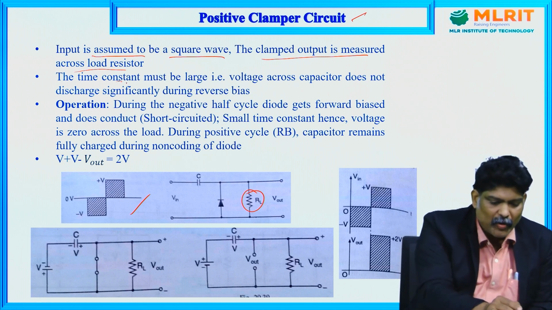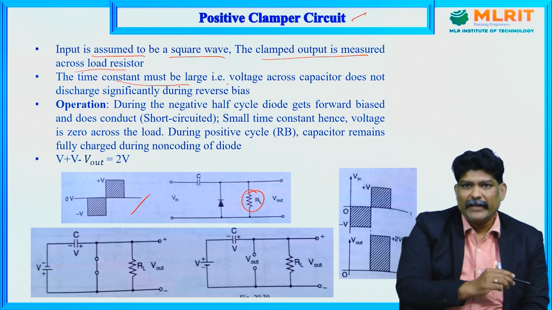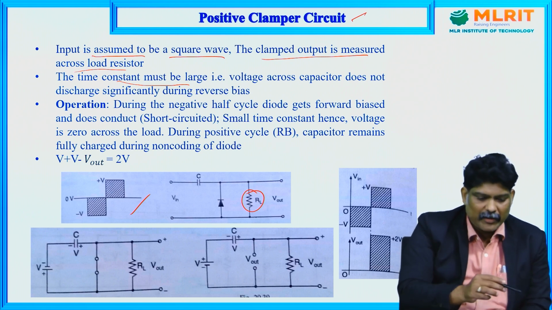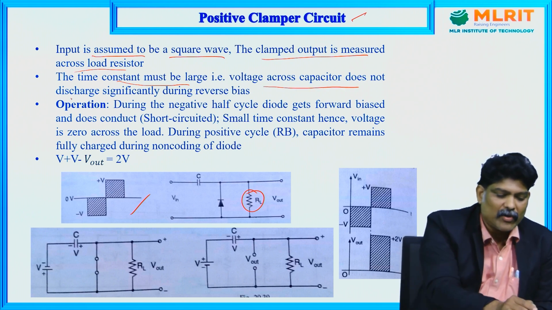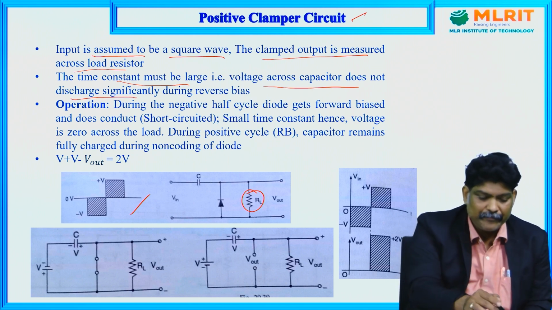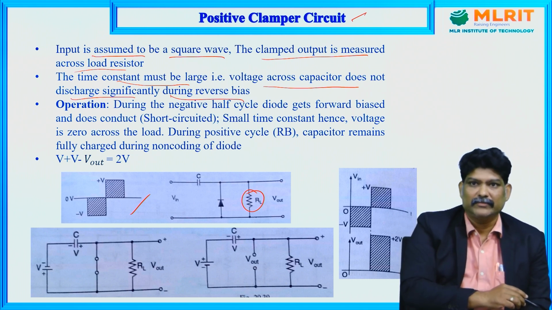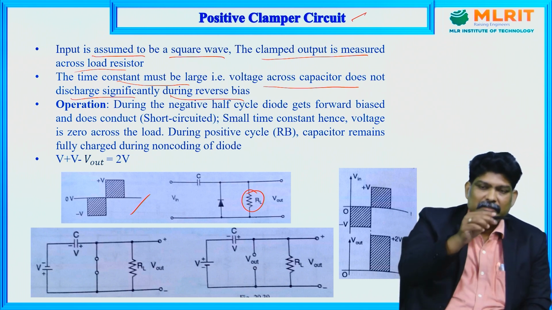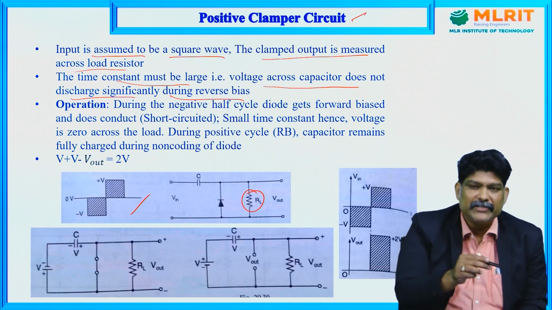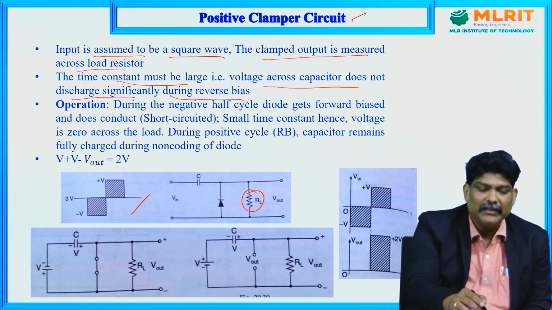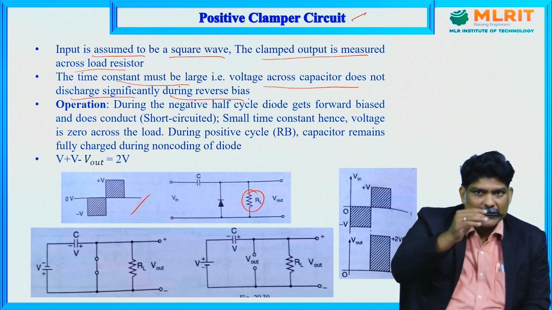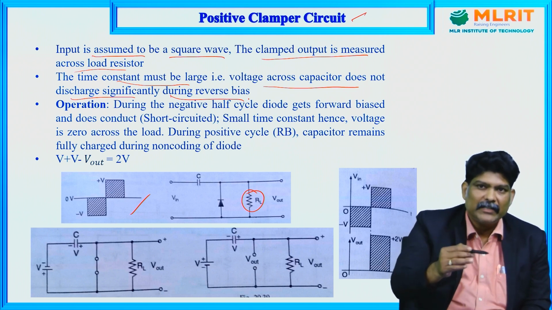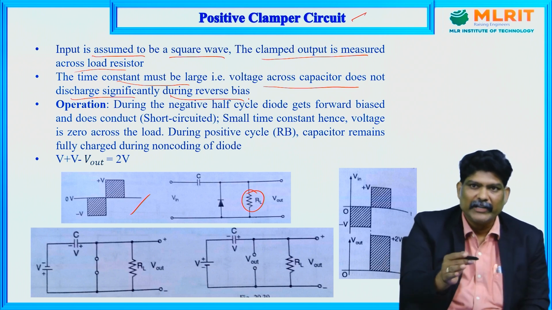The time constant must be large here. We have made the time constant of the capacitor large, so the voltage across the capacitor does not discharge significantly during reverse bias also. During reverse bias the sudden discharge cannot take place, so the voltage across the capacitor still remains the same.